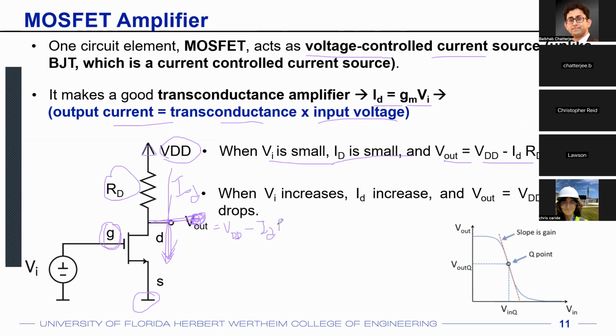Why? Because ID times RD is the voltage drop across this resistance according to Ohm's law. If the current is ID, resistance value is RD, the voltage drop across that resistance is ID times RD. So the output voltage at this point, at the bottom terminal of the resistance, is VDD minus ID times RD.